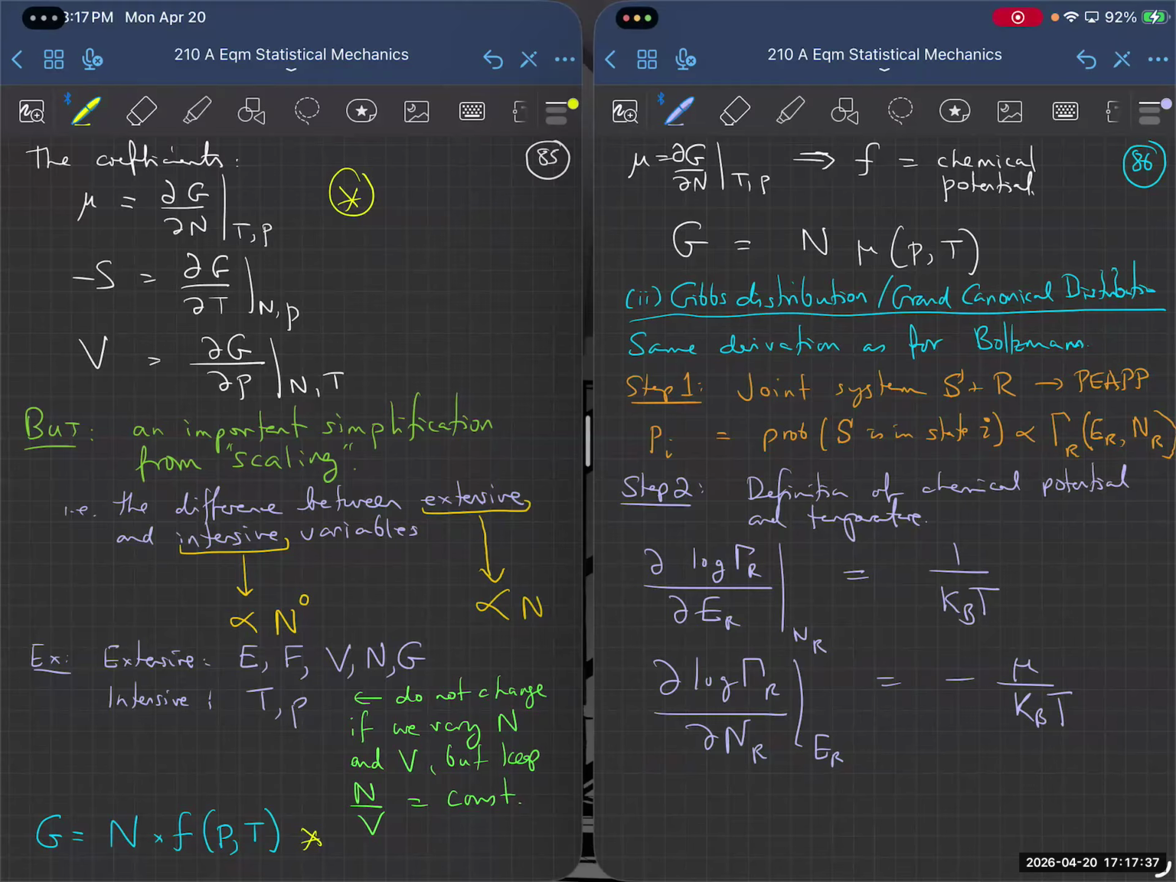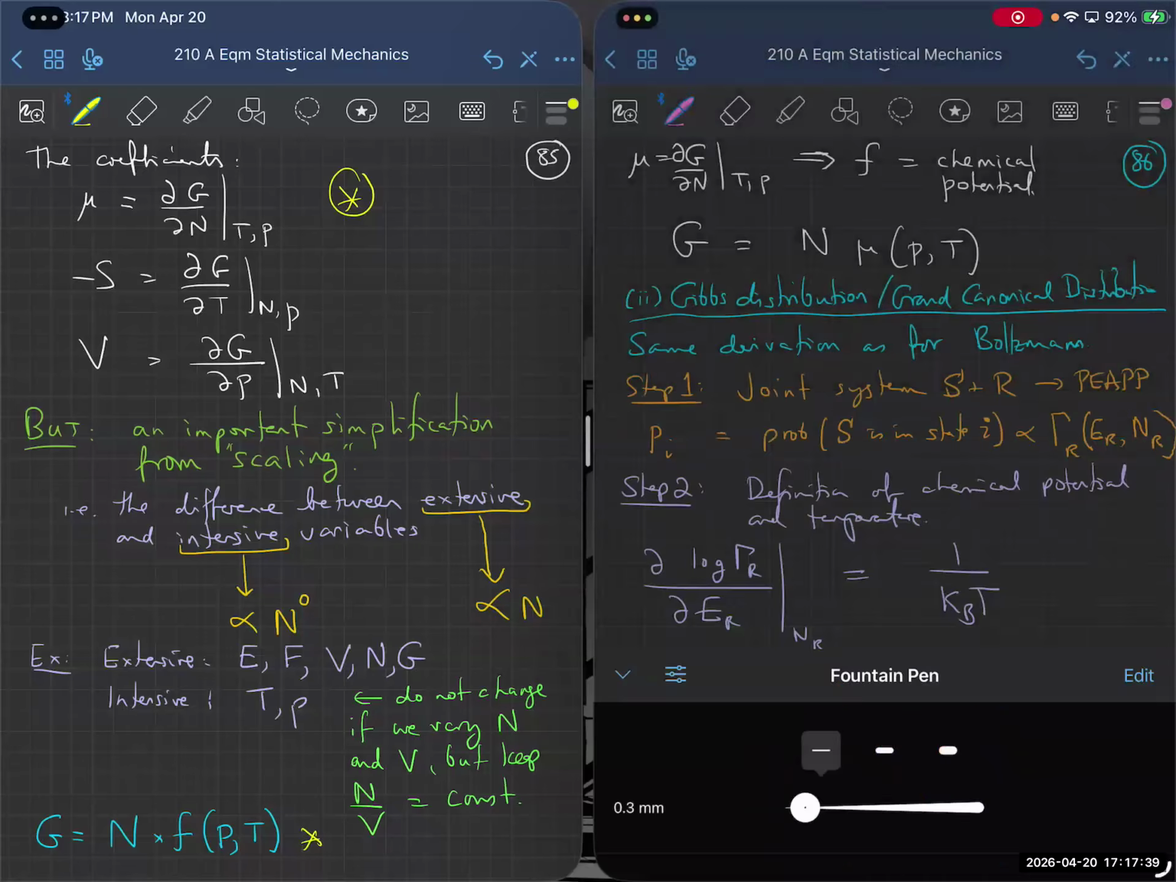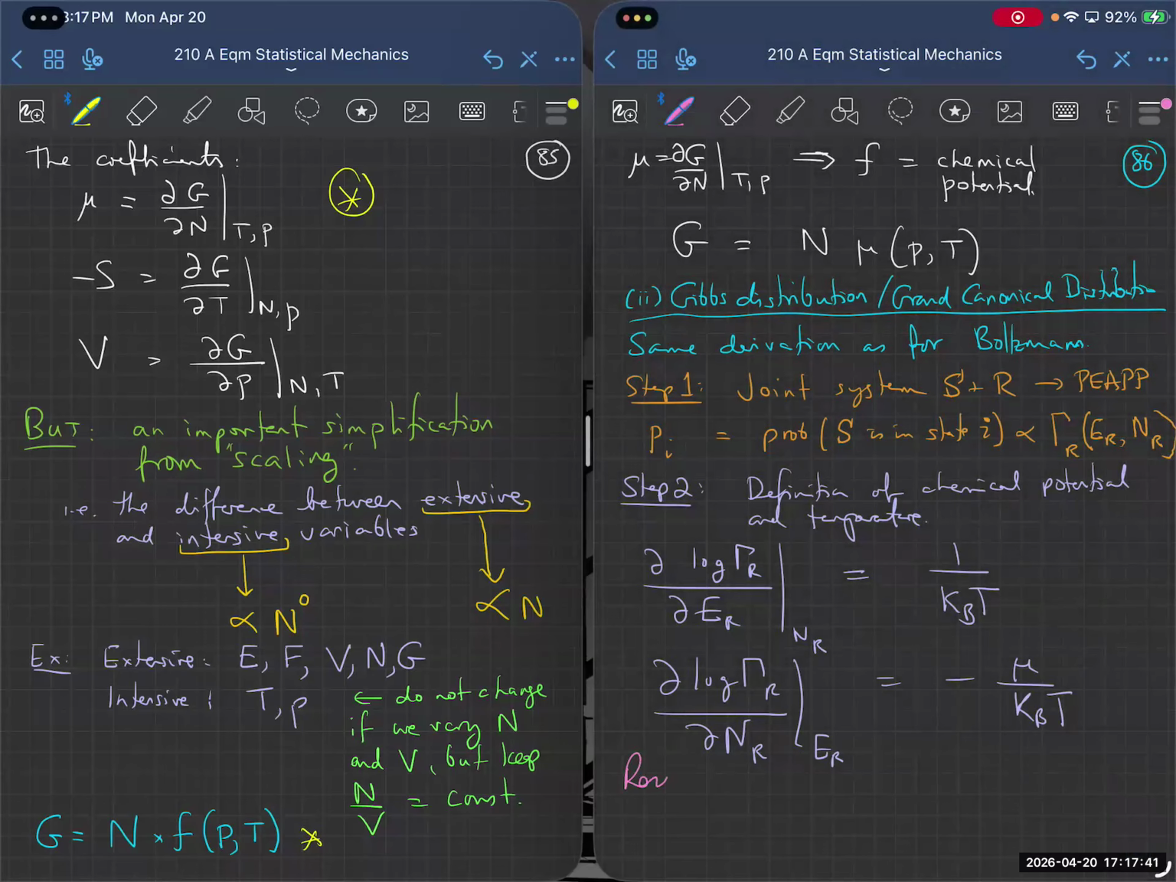And remember what the reservoir property is. The property of the reservoir is that these quantities stay constant when in contact with our subsystem S, because the reservoir is so much bigger than the subsystem.